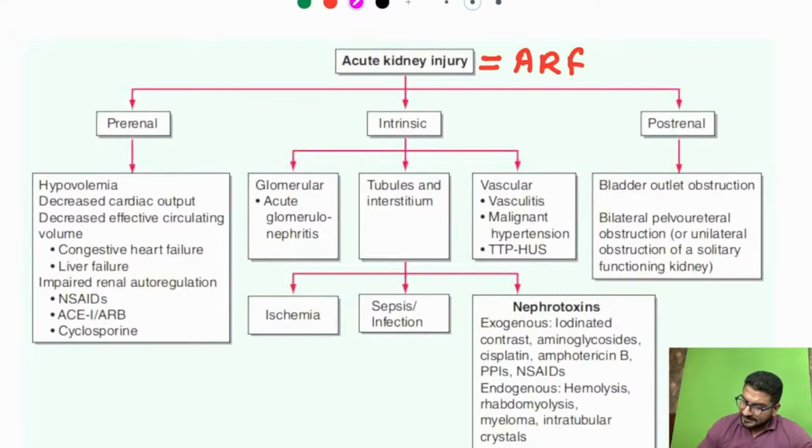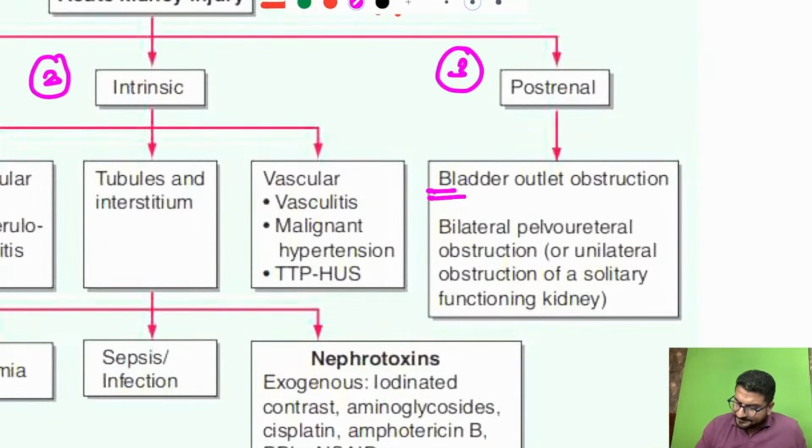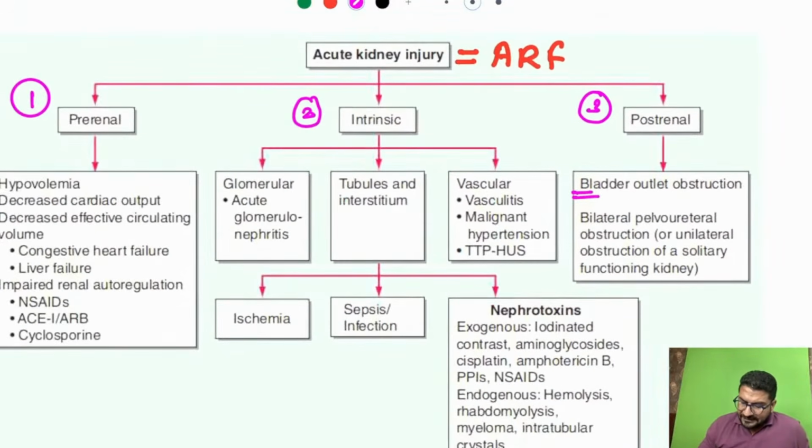So remember, causes we can divide into 3 subtypes: before the kidney, in the kidney, after the kidney. Pre-renal, intra-renal or intrinsic, or post-renal. Post-renal means any problem in the bladder or after the kidney, bladder, prostate की problem की वजह से हो रही है post-renal. Now kidney problem means it can occur in the glomerulus, it can occur in the tubules, it can occur due to kidney vessels.